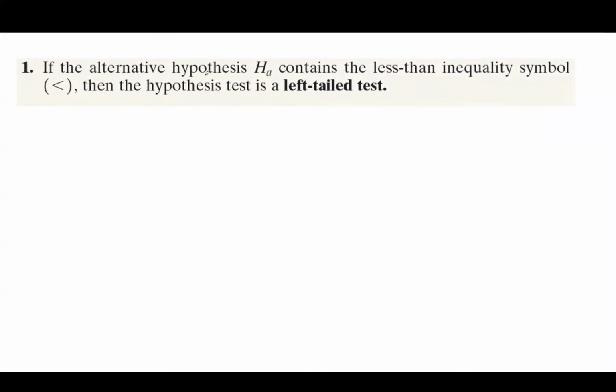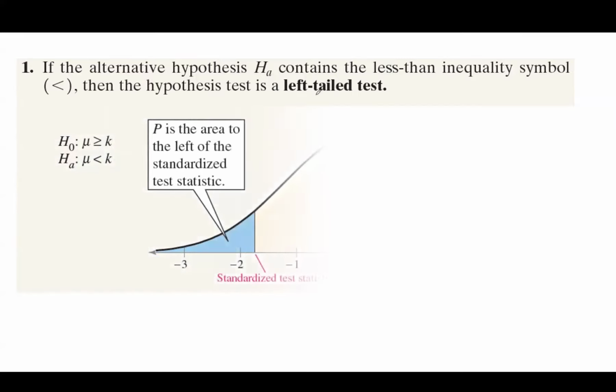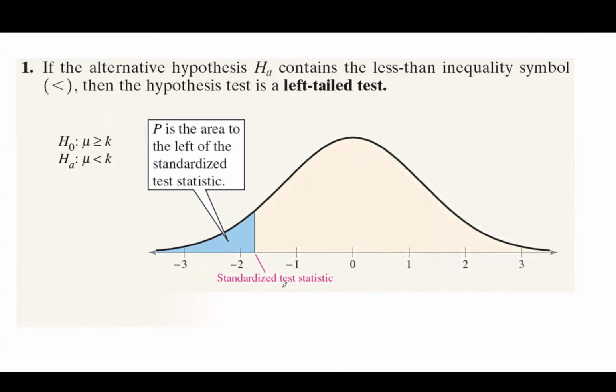If the alternative hypothesis H sub A contains the less than inequality symbol, then you have a left tail test. In that case, the p-value is the area on the left-hand side of the standardized test statistic. So after finding the standardized test statistic, we can find the area to the left, and it is your p-value. So again, this is called a left tail test. It all depends on the behavior of your alternative hypothesis. If it's mu less than k or p less than k, it means that you have a left tail test.